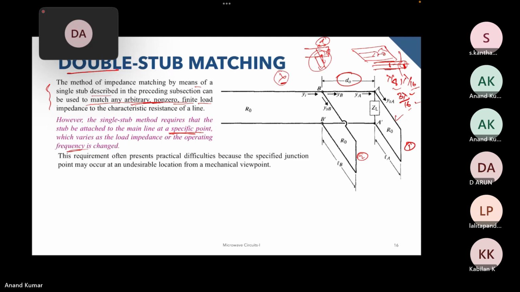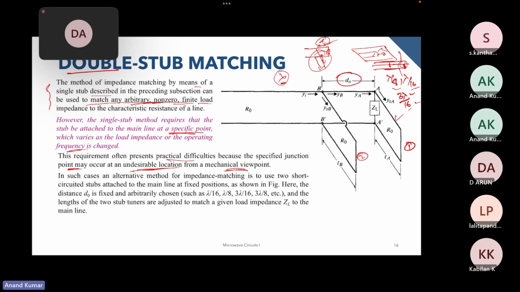Now practical difficulties happen when this point where the stub has to be added is at an undesirable location from a mechanical viewpoint. Like in theory, you get a distance d, and this is all right. This could be very small, very large, whatever. But while fabricating the prototype, you might find that this particular d is not right for the particular design that you have already made.